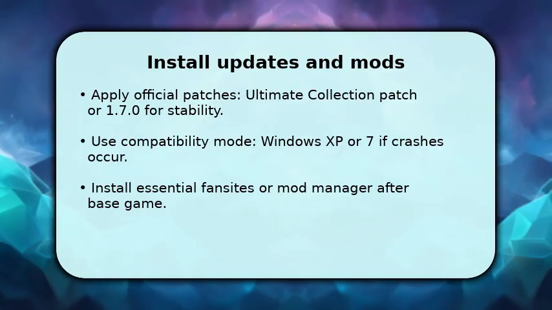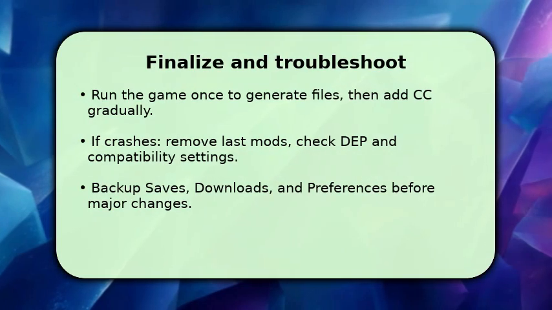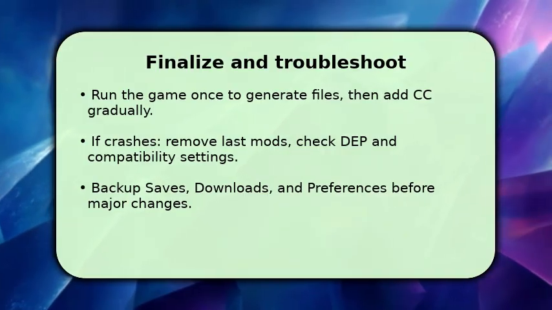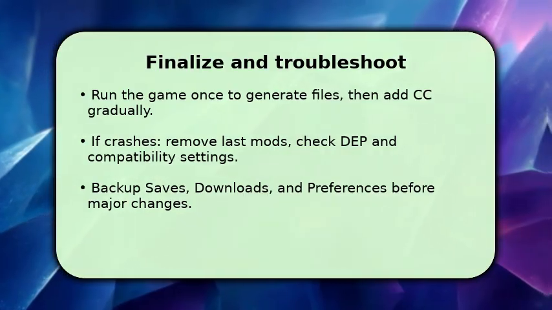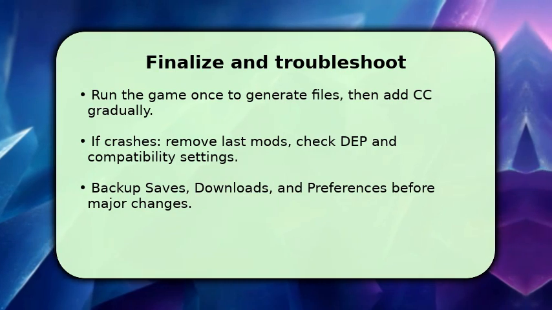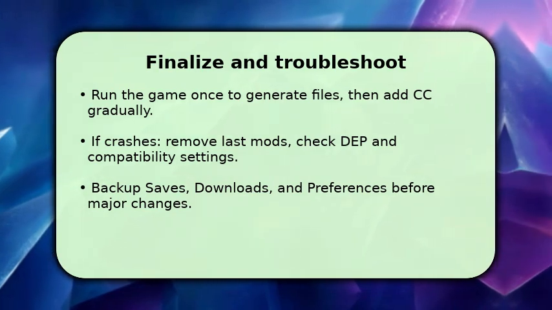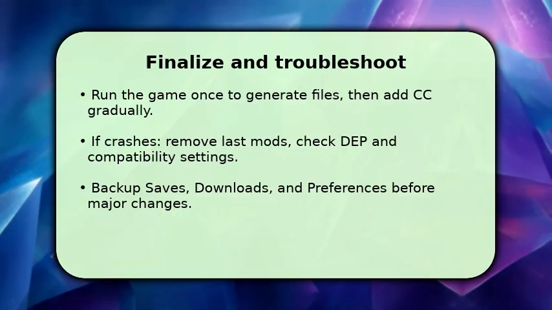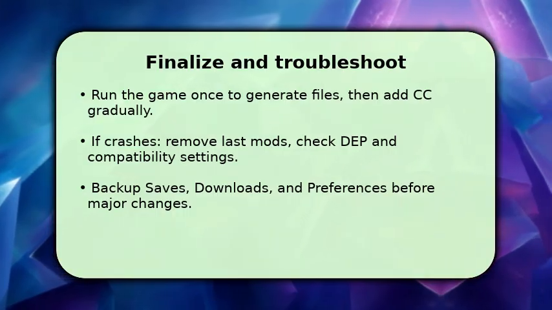You finish by launching Sims 2 to create configuration files, then copy saves and add custom content slowly to verify stability. If the game crashes or won't launch, remove recently added mods, toggle data execution prevention, and reapply compatibility settings. These fixes resolve most errors.